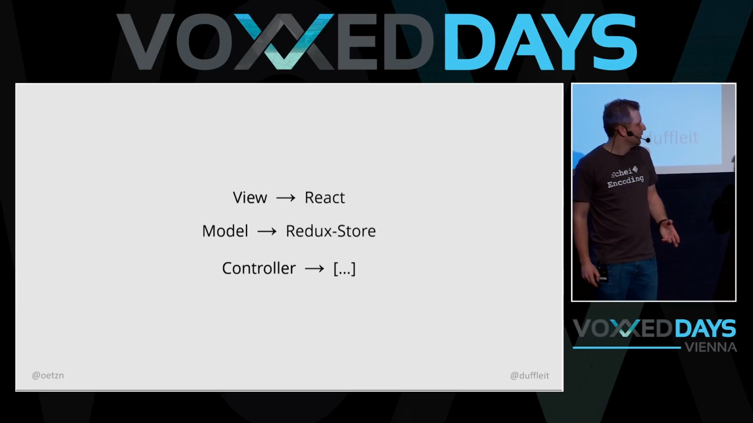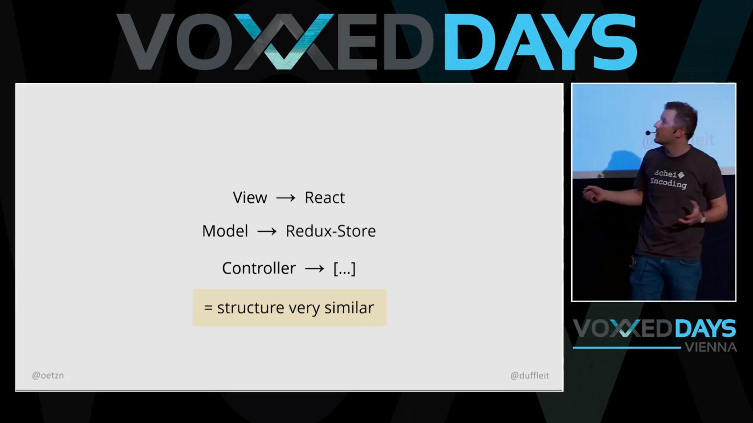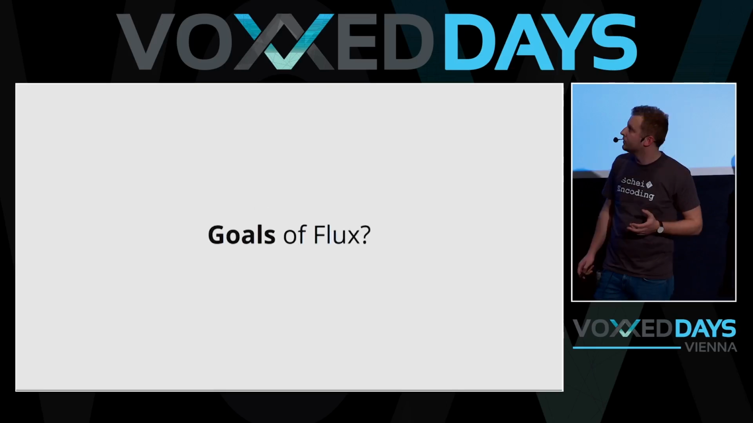So as we can see, the structure is very similar. We've proven this here, or we tried to prove this here, that the structure of MVC and Redux plus React is quite similar. But the structure isn't all. We know frameworks deliver more than just structure. They have some kind of goals. So let's take a look at the goals of Flux.